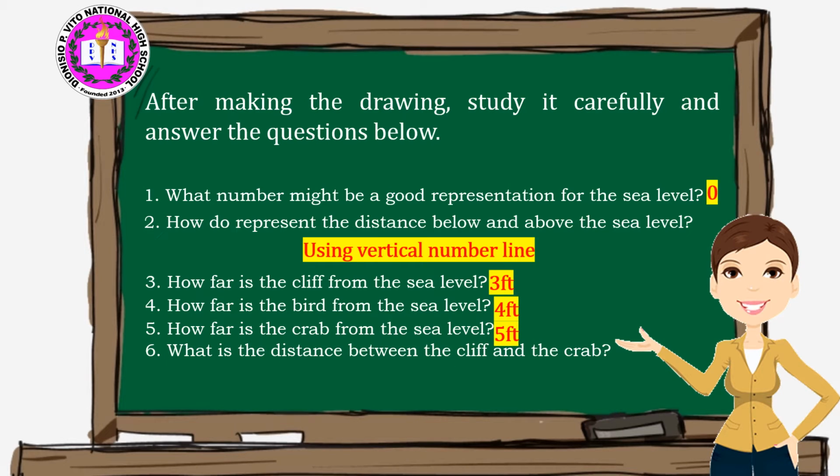Number 6. What is the distance between the cliff and the crab? So the distance between the cliff and the crab is 8 feet. Next, what is the distance between the bird and the crab? So the distance between the bird and the crab is 9 feet away.